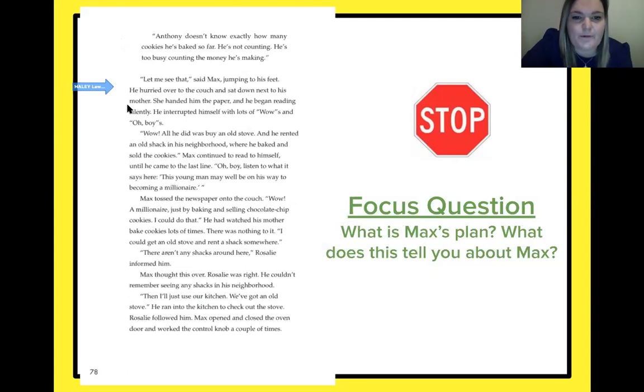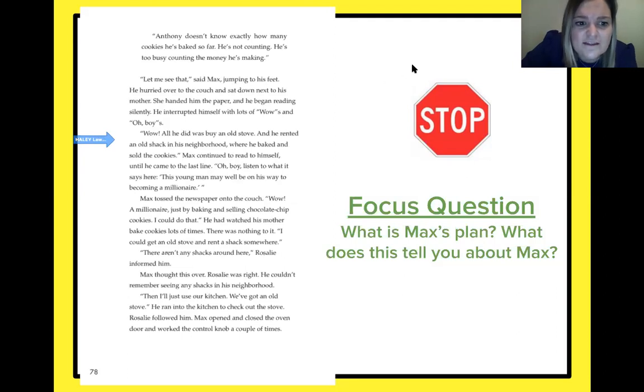She handed him the paper and he began reading silently. He interrupted himself with lots of wows and oh boys. Wow. All he did was buy an old stove and he rented an old shack in his neighborhood where he baked and sold cookies. Max continued to read to himself until he came to the last line.